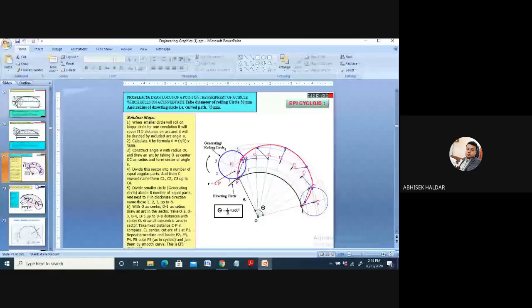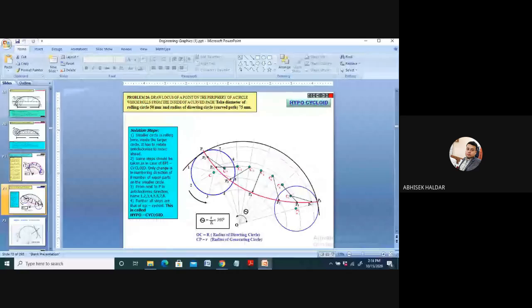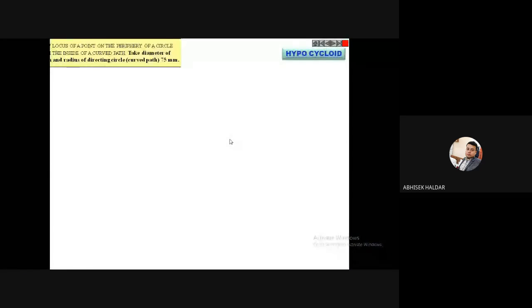This epicycloid was discussed in the last class, and just the opposite, I should say, is my hypocycloid. So let us see the problem first.